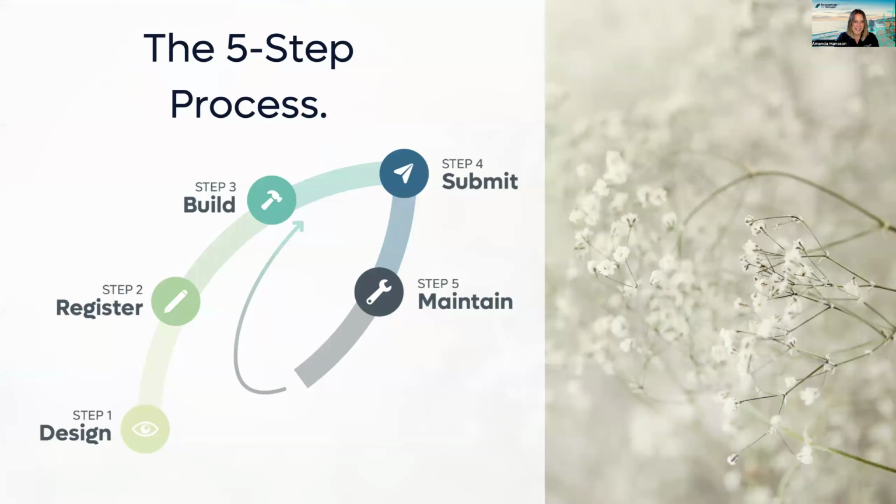Now we're going to dive into the 5-step process, which is really the stages that you go through when you are designing an environmental account. So the first step that we're going to talk about is the design stage. That's when you decide on all the important parameters of what you are going to do to execute your environmental account. Once you have those in place, you come to us to register your environmental account.